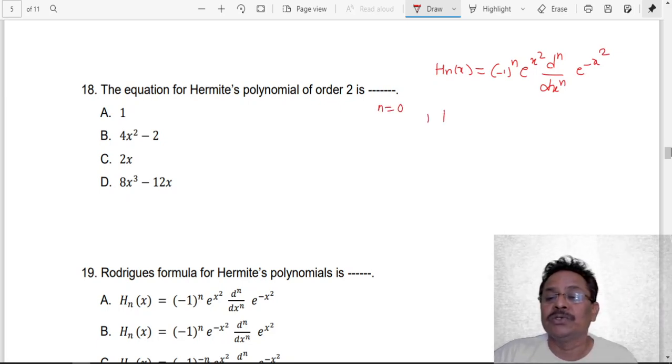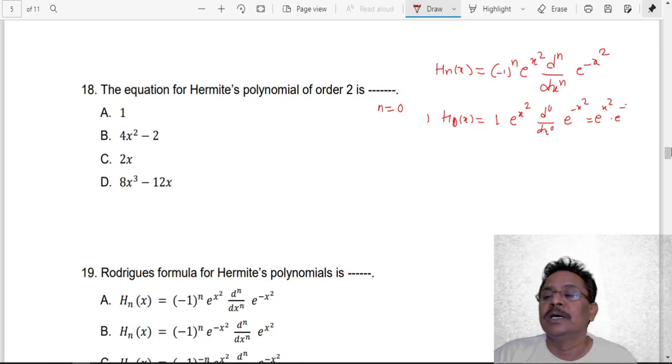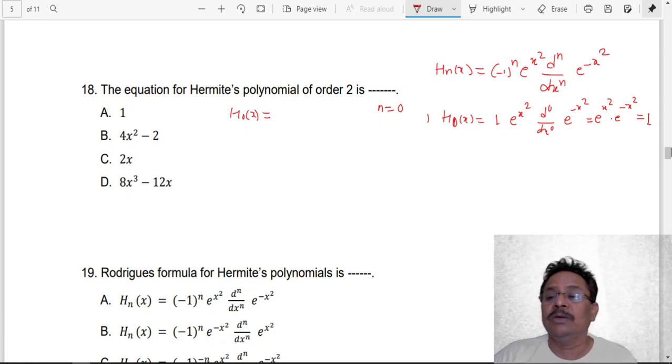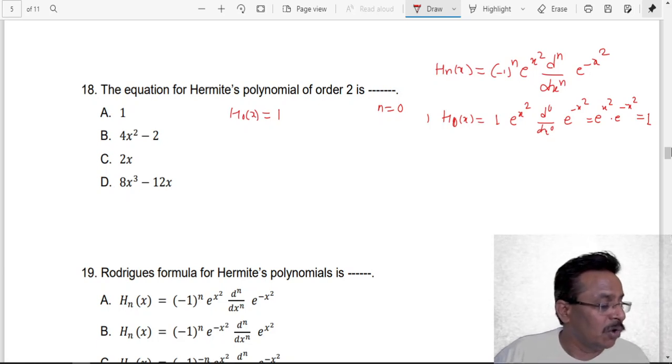Now put n equal to 0. When I put n equal to 0, I get H0 of x is equal to minus 1 raised to 0, which is 1, then e raised to x square will be there. Now d raised to 0 upon dx raised to 0 is going to be 1, and this is e raised to minus x square. So this is simply e raised to x square into e raised to minus x square. This product gives you simply 1, and therefore H0 of x is 1.